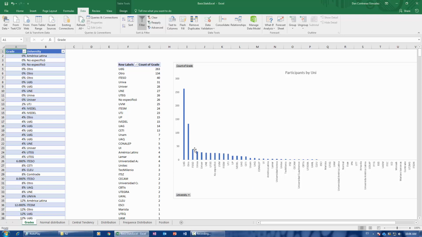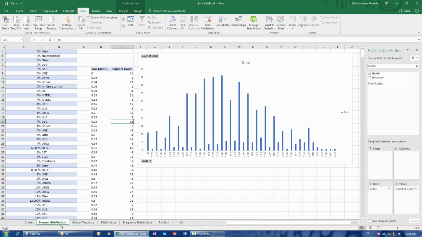Now, the rest of the students are coming from other universities, or ITESO, or the rest, all right? So we have here what is called an exponential distribution, where just a few universities take up most of the students that are coming out and studying Excel on their own. All right, guys, so that's it for the analysis of universities.